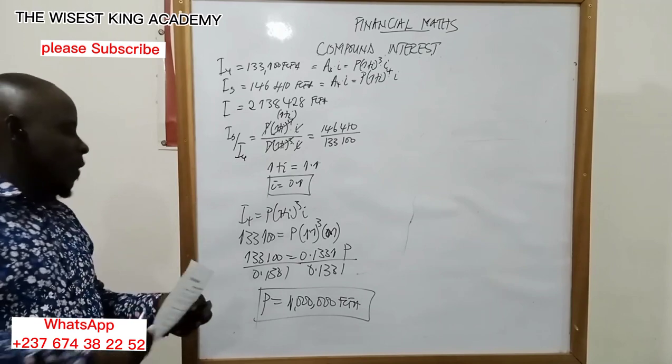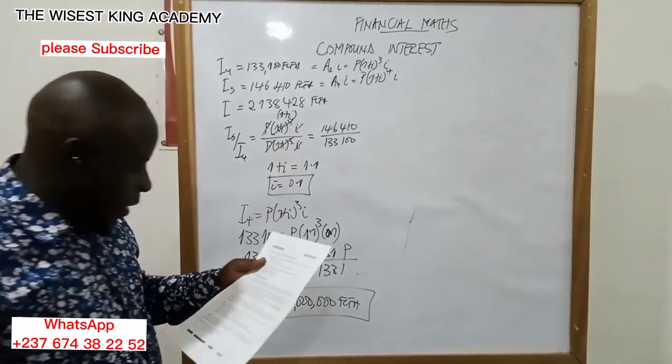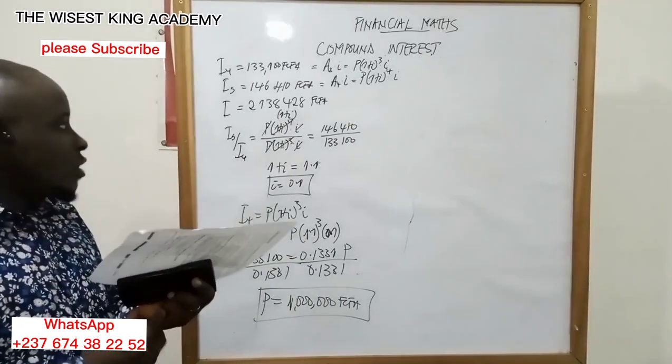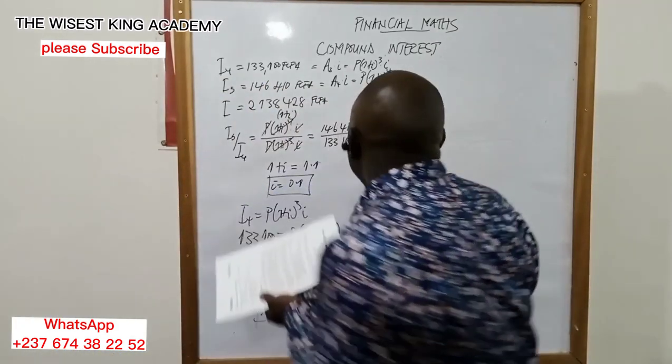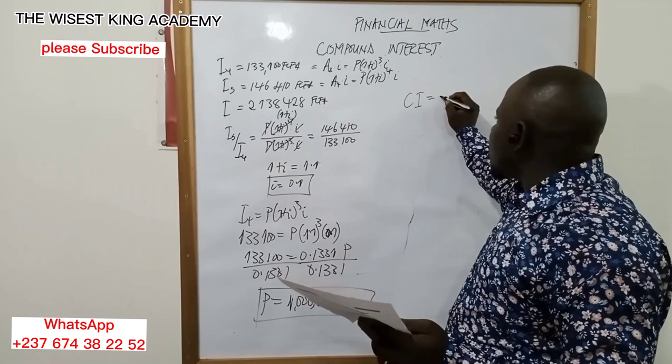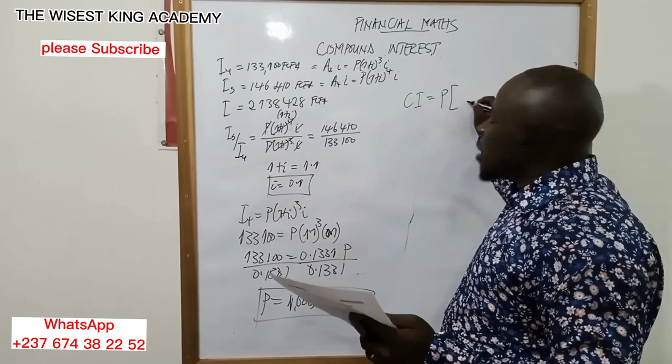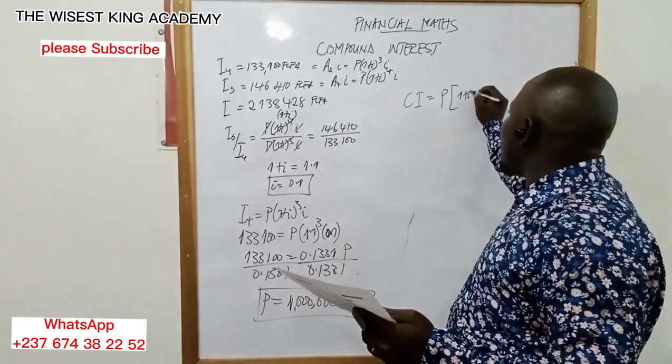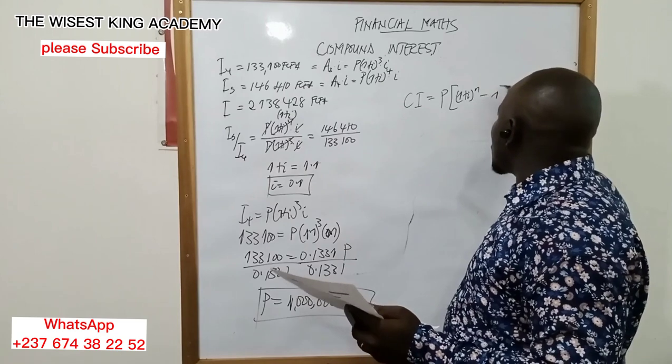1 million francs CFA. So the last question asks us to calculate the duration of the investment. Remember that given the compound interest, the compound interest is P into (1 plus r) raised to the power n minus 1.